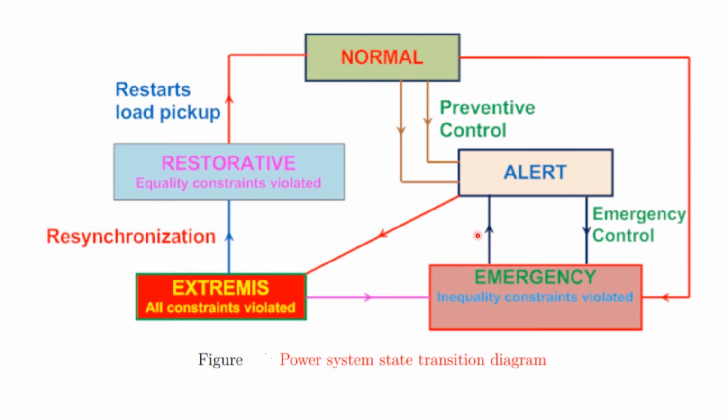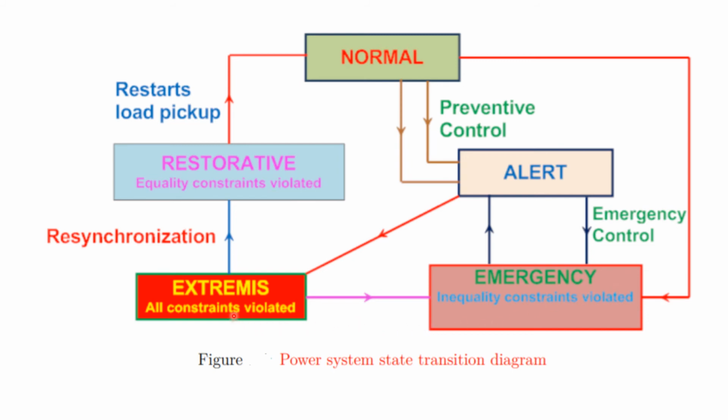Here the system may be restored to normal or alert state by means of preventive control action. So you should take some action, that we call preventive control action, that is, disconnection of faulted sections or load shedding. So you bring back the system by using the control action. That is the emergency state.